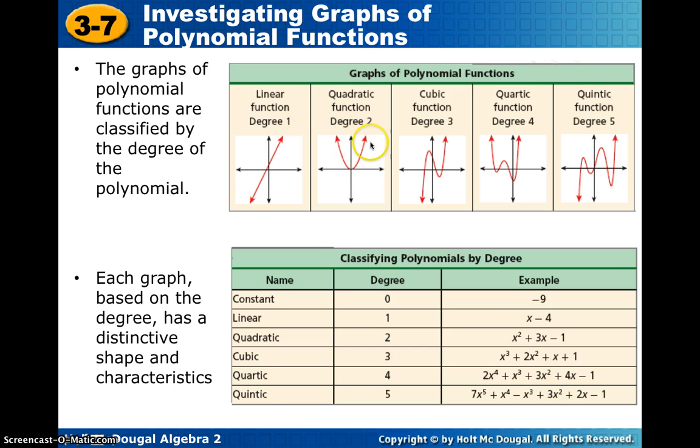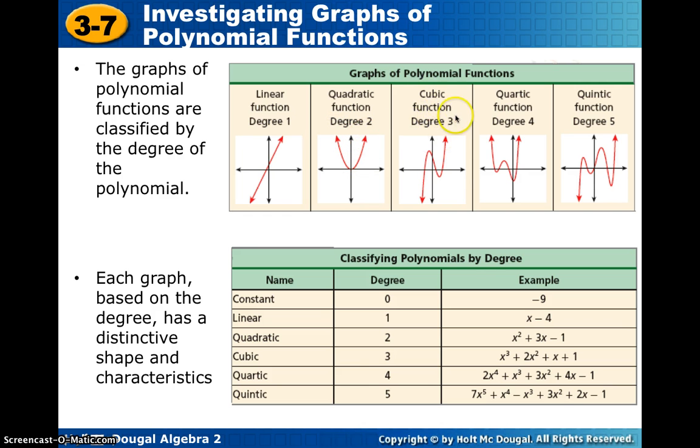Quadratic, we have a parabola. Notice with the degree of 1, how many directions does this graph move? It only moves one direction, it goes up, 1. Whereas quadratic, the graph moves in 2 directions, degree of 2. It comes down, 1, 2, turns and comes back up. So it has 2 different parts here going in 2 different directions.